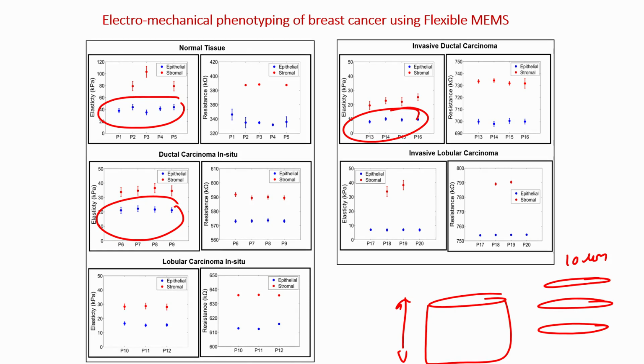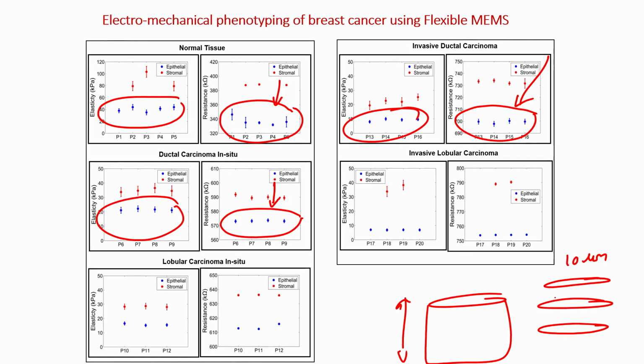What about resistance? Let us say the resistance of normal tissue is close to 335, to be a little more precise on the average value, while the resistance of the invasive ductal carcinoma is close to 700, and the resistance of ductal carcinoma in situ is somewhere in between, right. This one and this one.